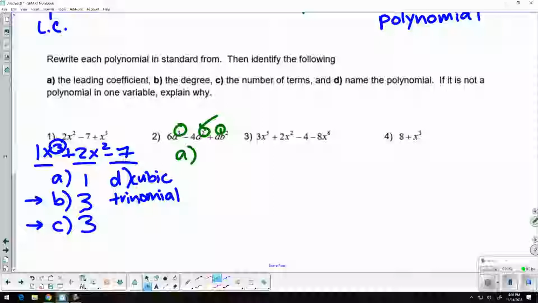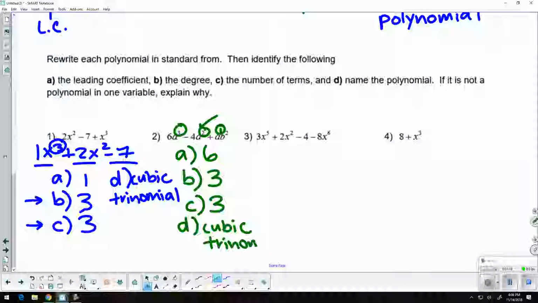So part A, what's my leading coefficient? That'd be 6. Part B, the degree of this polynomial, that'd be 3. Part C is the number of terms that we see, so there's 3 terms again. So if I had to actually name this guy, part D, this would be, again, a cubic trinomial. But this is not a polynomial in one variable, because you got A and you also got B together.